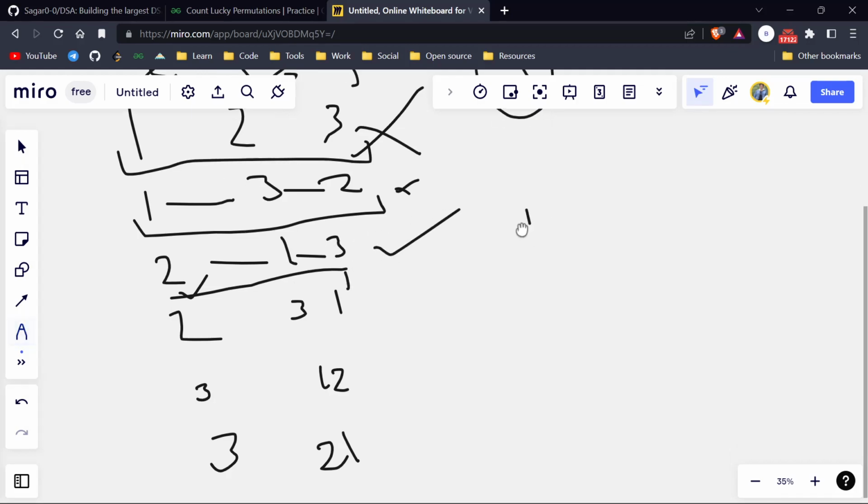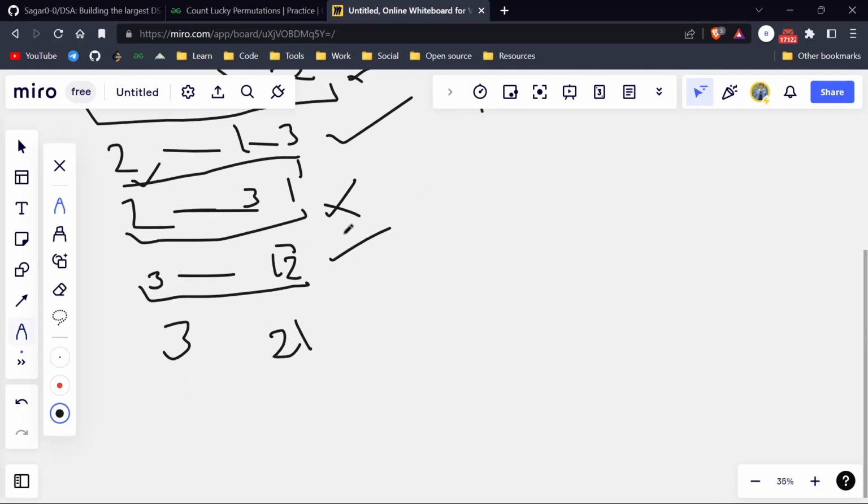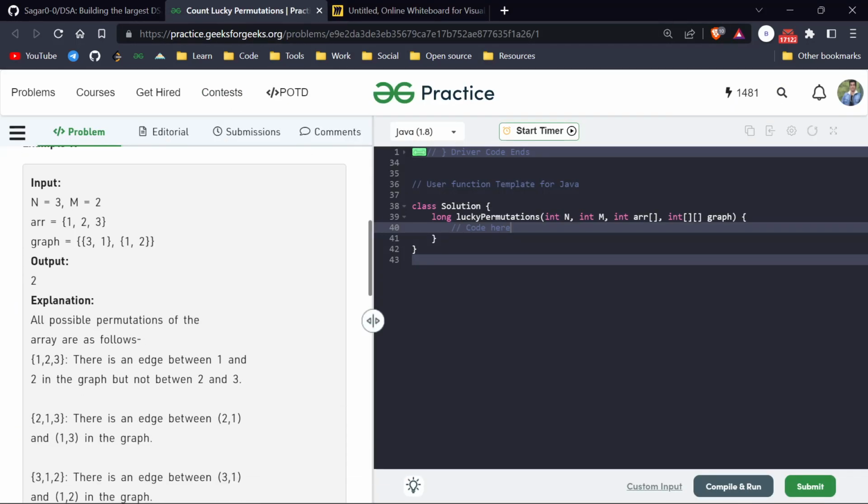So we have to consider its count as equal to 1. And this is not a lucky permutation because 2 to 3 is an edge, but 2 to 3 is not an edge. Okay, so this is not a lucky permutation. And this is because 1 to 3 is an edge and 1 to 2 is also an edge. Okay, and this is also not a lucky permutation. So one here and one here, so a total of two lucky permutations, and that is the output here.